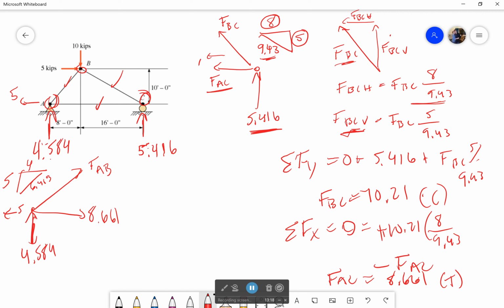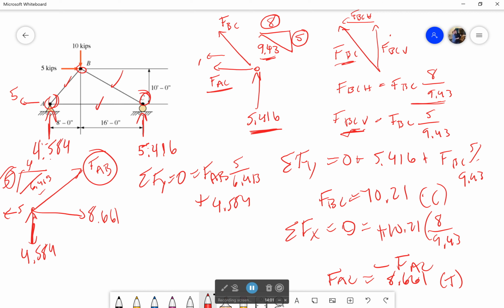So lots of forces, but the thing to remember is that force AB is only going the vertical direction, so I only need my one equation, which is the sum of the forces in the y direction. That equals 0. That'll be equal to force AB times its vertical component, which is going to be 5 over 6.403, and that will be plus 4.584. So as you might be guessing here, this is telling me that I drew force AB in the wrong direction as well.